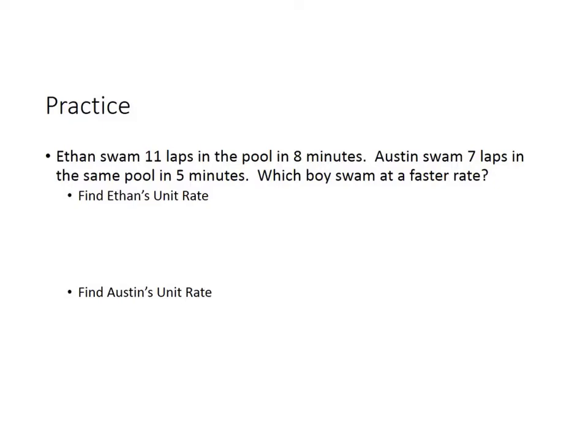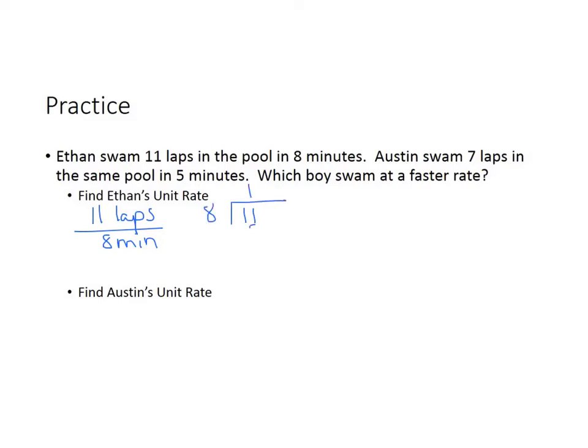The problem is Ethan swam 11 laps in the pool in 8 minutes. Austin swam 7 laps in the same pool in 5 minutes. Which boy swam at a faster rate? Well, the first thing we need to do is find Ethan's unit rate. And his rate is 11 laps in 8 minutes. Well, that's his rate. And to find his unit rate, we need to take the 11 divided by 8.